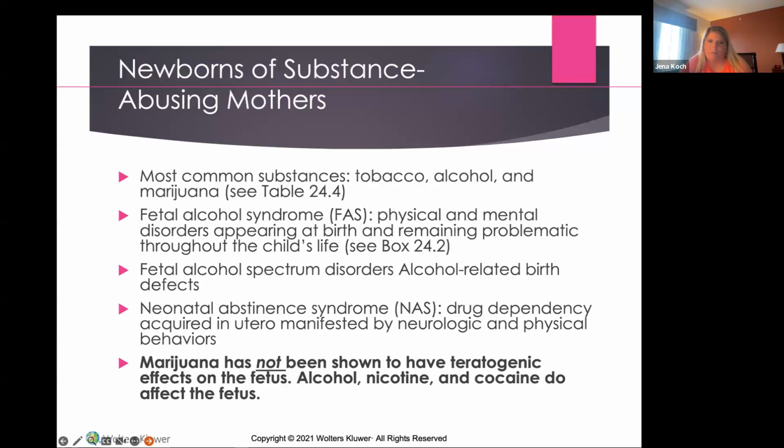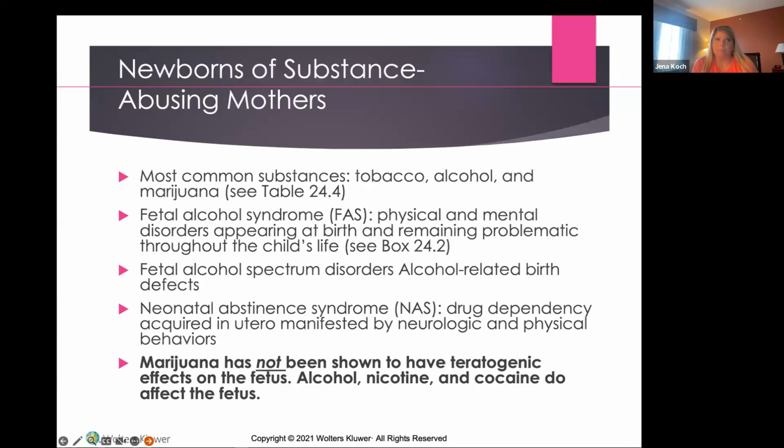Substance-abusing mothers. We talked about this, I think, last week a little bit. The most common substances are tobacco, alcohol, and marijuana. We talked a little bit about fetal alcohol syndrome and neonatal abstinence syndrome. The drug dependency is acquired in utero. Again, they'll have neurological and physical behaviors at birth. Depending on when the exposure happened and how recently the mother used is when you'll see symptoms or displayed behaviors in the newborn. Sometimes it's as quick as right at delivery, sometimes it takes up to that first 12 hours.